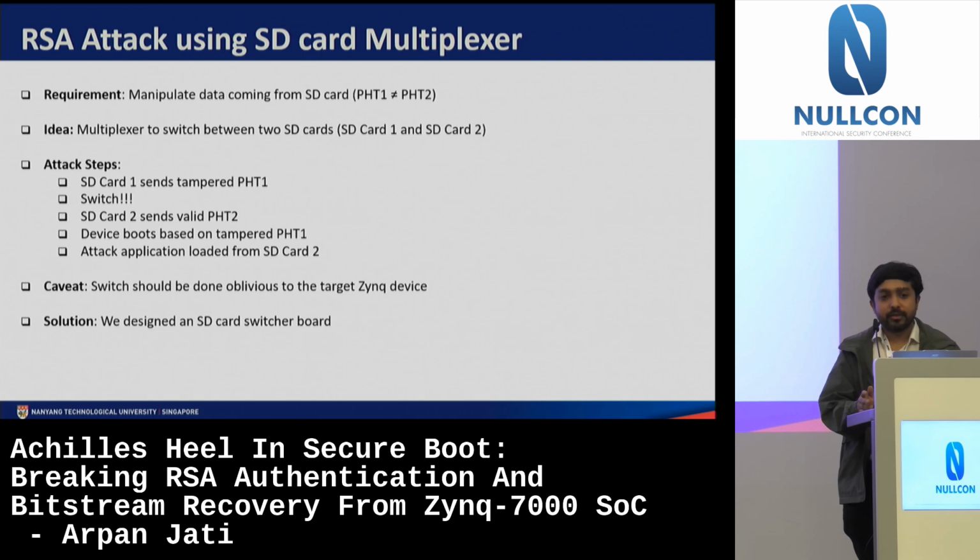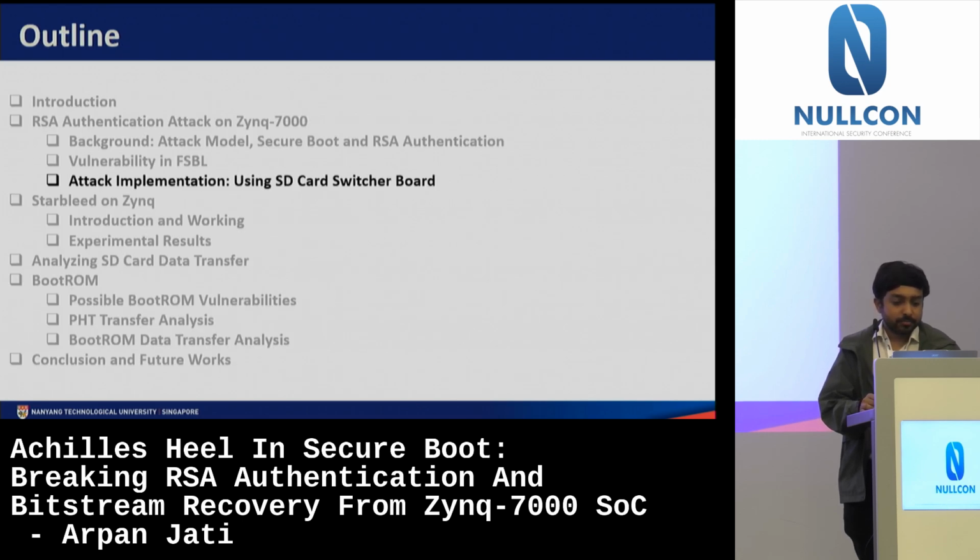Basically, when it boots up, we'll provide one SD card with a tampered image, and it can switch to the other one to verify the correct one, and then it will continue booting. This is what we did. We used a multiplexer chip to switch these two devices, and once this switching works properly, the attack actually works. Now I'll explain how the SD card switcher works.